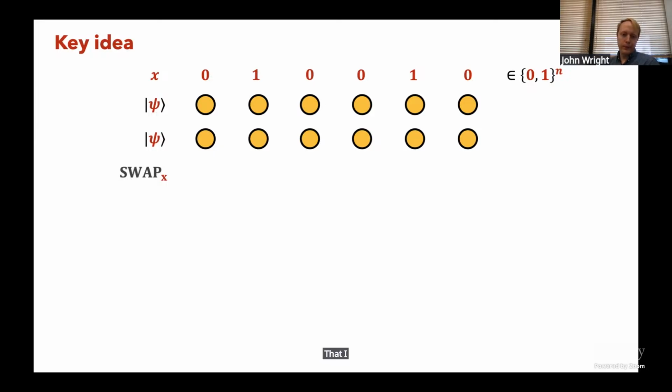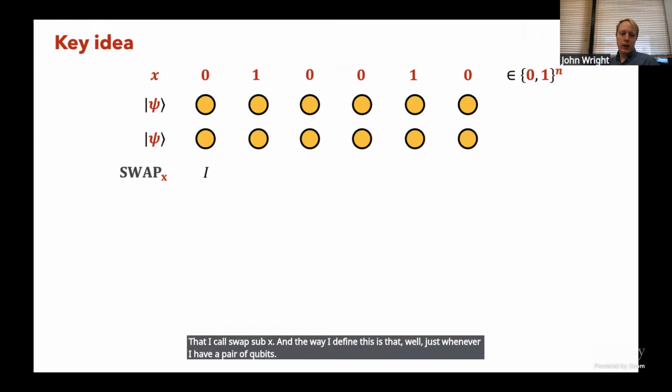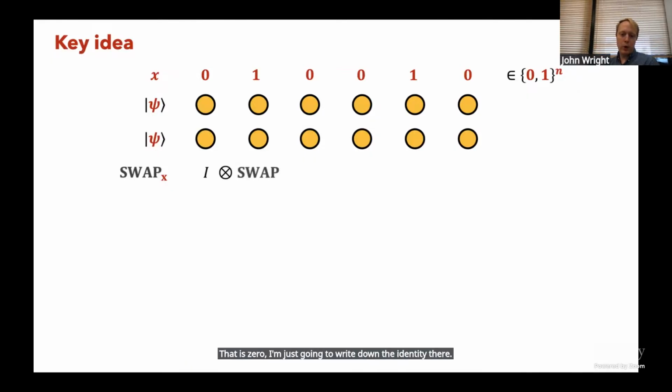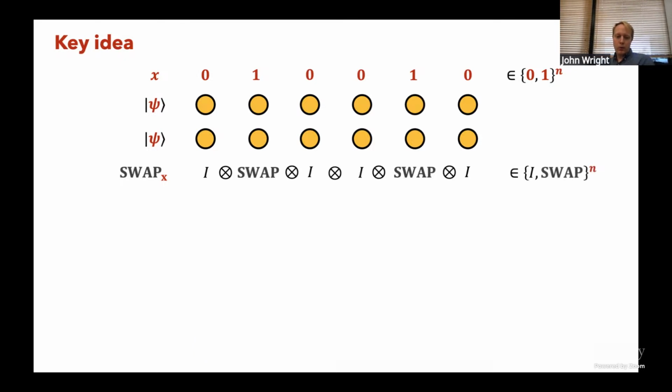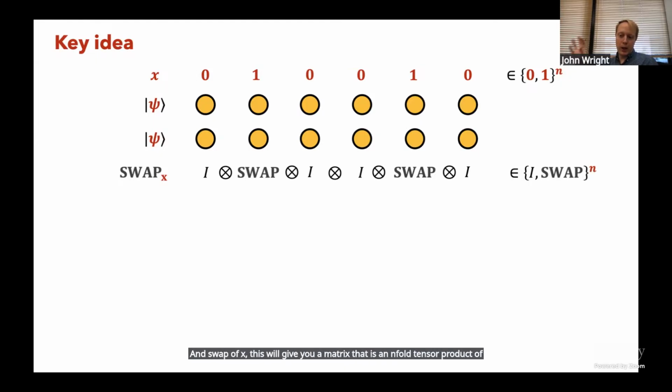The way I define this is that whenever I have a pair of qubits that is 0, I write down the identity there, and whenever I have a pair of qubits that has a 1, I write down the swap matrix there. I get identity tensor swap tensor identity tensor identity tensor swap tensor identity. So swap of x gives you a matrix that is an n-fold tensor product of things in {I, swap}.